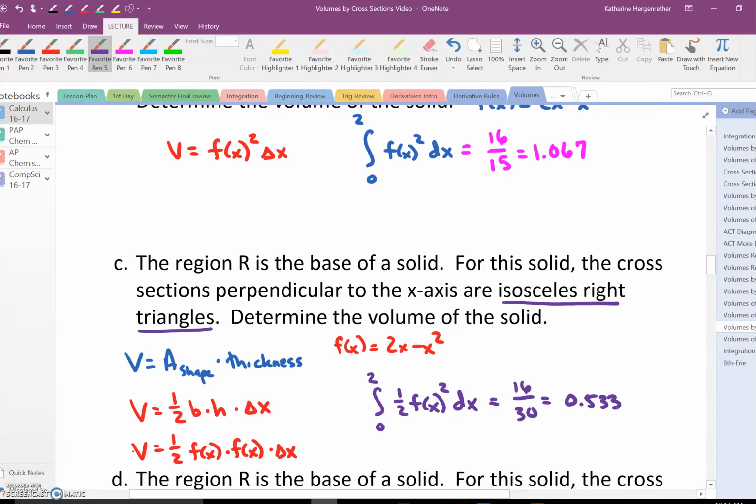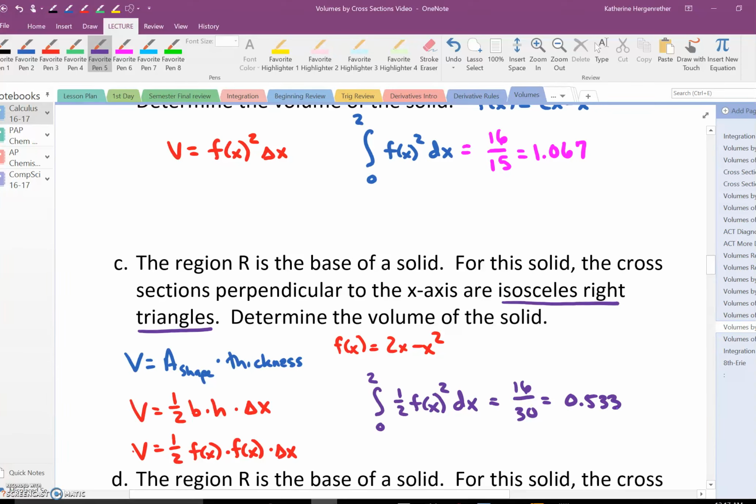Alright, the last one, the region R is the base of a solid. Again, for this solid, the cross-sections perpendicular to the x-axis are semicircles. Okay, so I'm going to go sketch this in the drawing. So we've got semicircles coming out of this. So we still got the base being what it is, but we're going to put semicircles coming through. So if you were looking through this, the cross-section that you see is that semicircle right there.